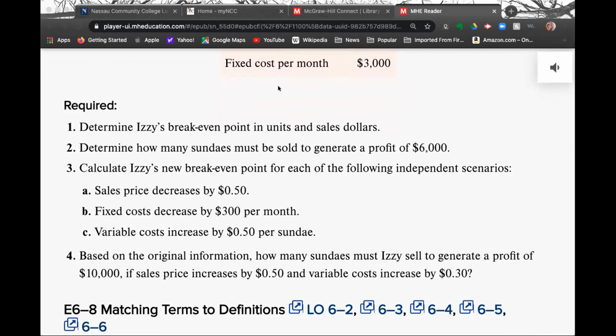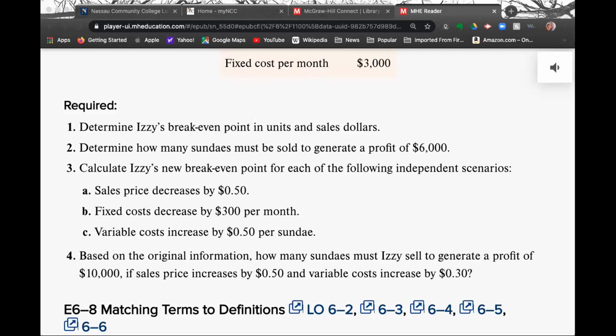So the contribution margin now would be what? $4.50 minus $2 is $2.50. So I would take $3,000 of fixed cost divided by $2.50. I would have to sell 1,200 sundaes now to break even. 1,200 sundaes. Now remember, before we said it was 1,000, right? 1,000 sundaes, if the price is $5. If for some reason we had to lower our price, we would have to sell more to break even.